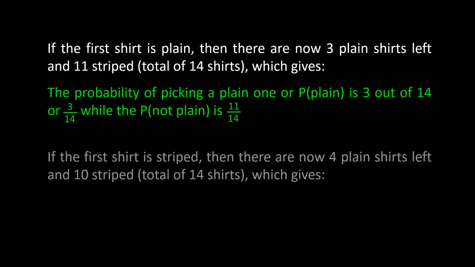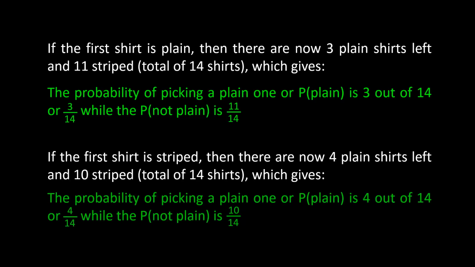But what if the first shirt he picks is striped? So now there's 4 plains and 10 striped. So it's still 14 shirts, but different makeup, and 4 plains, 10 striped. So the probability of picking a plain one is 4/14, while the probability of not plain one is 10/14. So let's see how that affects the tree diagram.